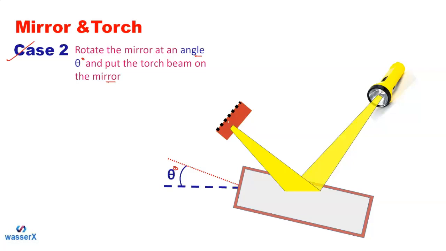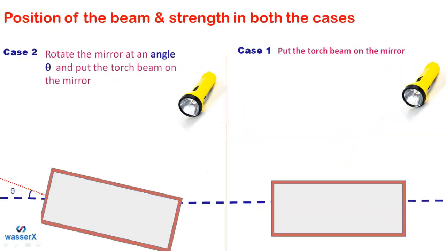When you rotate the mirror by making some angle, you'll find a change in the intensity or the brightness level of the focus. Along with that there will be some shift in the position of the focus, or the reflection. Here you have the comparative study of both at the same point in time. So let me show you one by one the position of the beam and the strength in both cases.